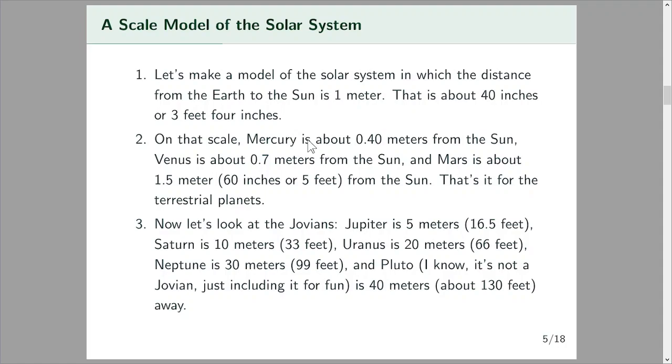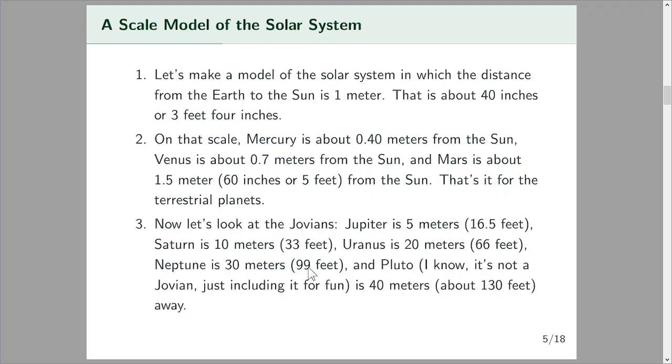Now we can say, all right, let's look at the Jovians. Well, it turns out on this scale, Jupiter is about 5 meters from the sun, or 16.5 feet, 3 times as far away as Mars is. Right? Saturn is twice as far away as Jupiter, or 33 feet. Uranus is twice as far away as Saturn, or 66 feet, and Neptune is 3 times as far away as Saturn, or 6 times as far away as Jupiter, or 30 times as far away as Earth, about 99 feet. Right? So about 100 feet.